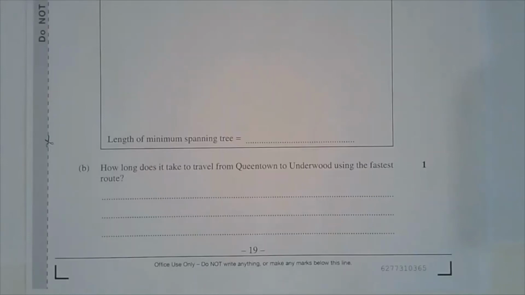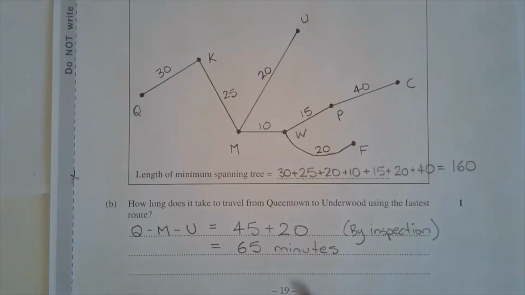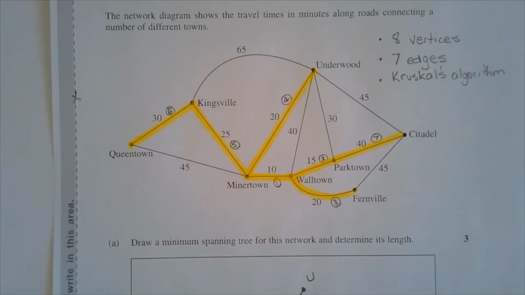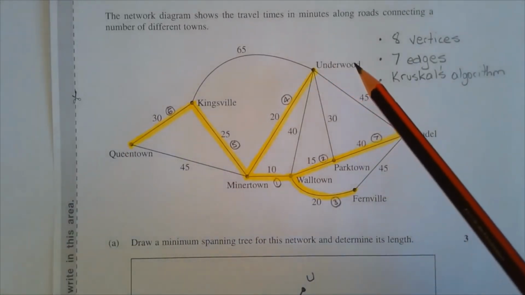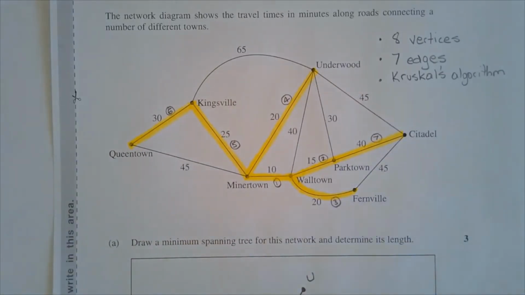Part B. How long does it take to travel from Queenstown to Underwood using the fastest route? Part B was answered by inspection, and it does not necessarily have anything to do with Part A. It's important to note that the minimum spanning tree does not necessarily give the minimum path or the shortest path between any 2 vertices. Referring to the original network diagram, we can see that there's many ways to go from Queenstown to Underwood. And you need to select the path that is shortest, or the one that takes the least amount of time.